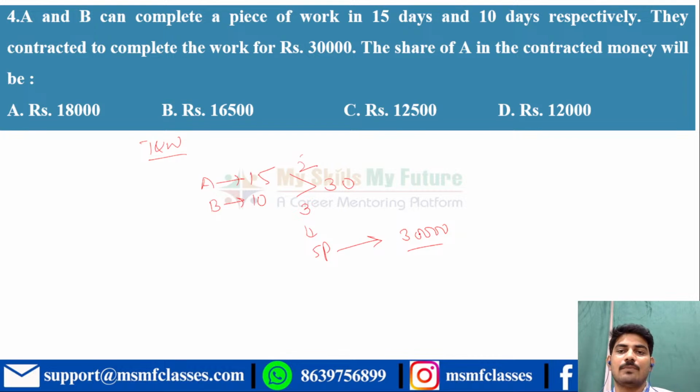Here 5 parts we are getting as 30,000, which means one part will cost 6,000. The question asks, what is the share of A? The share of A will be 2 parts, since the efficiency of A is 2 parts. So one part is 6,000, and 2 parts will be equal to 12,000, which is presented in option D. I hope you are clear with this point here.